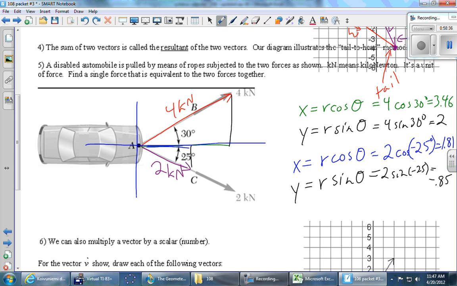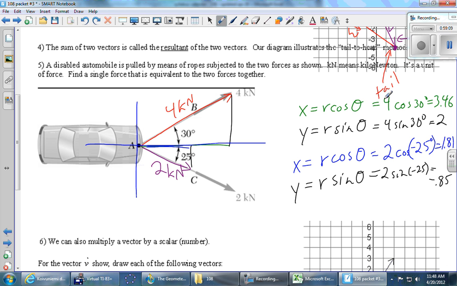And here's the really nice part: when you break the vector up into its components, that's what the x and y pieces are called, then you can mush them together in a natural way. It wasn't clear to me how these two vectors were going to interact, because I can't handle the 30-degree angle and the 25-degree angle, and one of them is pulling with a 4 and the other one is only 2. But x's go with x's and y's go with y's. So to find out what the net result is, the sum is, we get to just add these guys up.